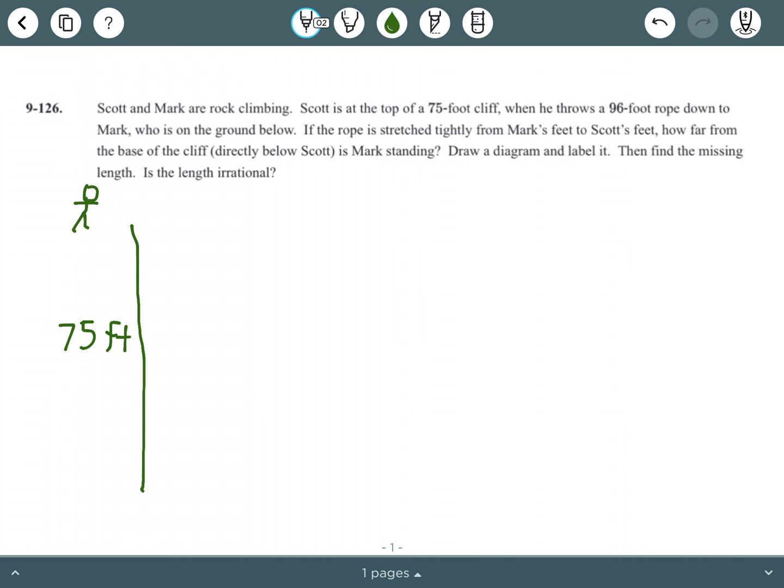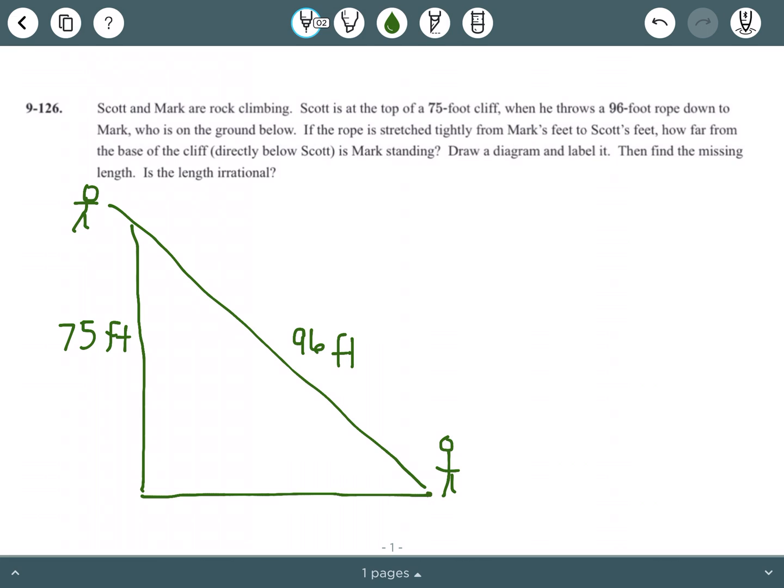So he's there, and he throws a rope down to Mark, who is on the ground below. So here's Mark. And this is the rope. The rope was 96 feet. And we want to know how far is Mark standing from the base of the cliff. So that's going to be this side, which we don't know.